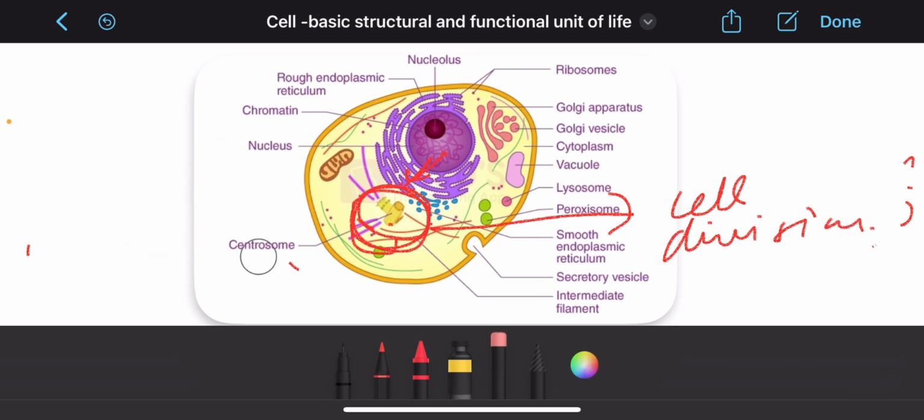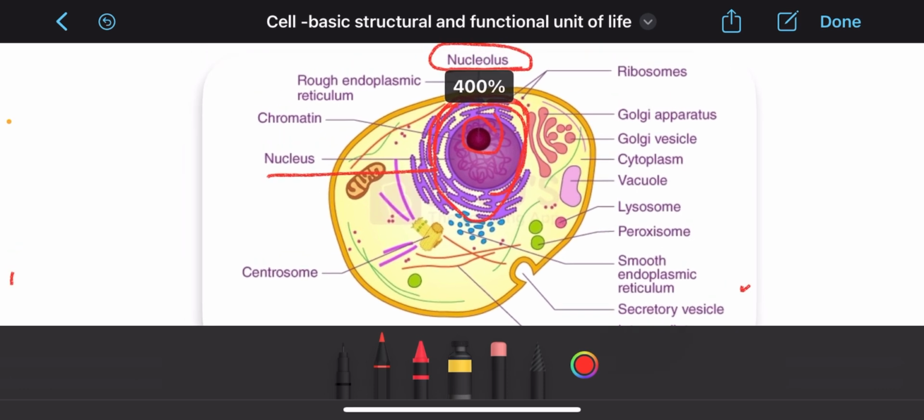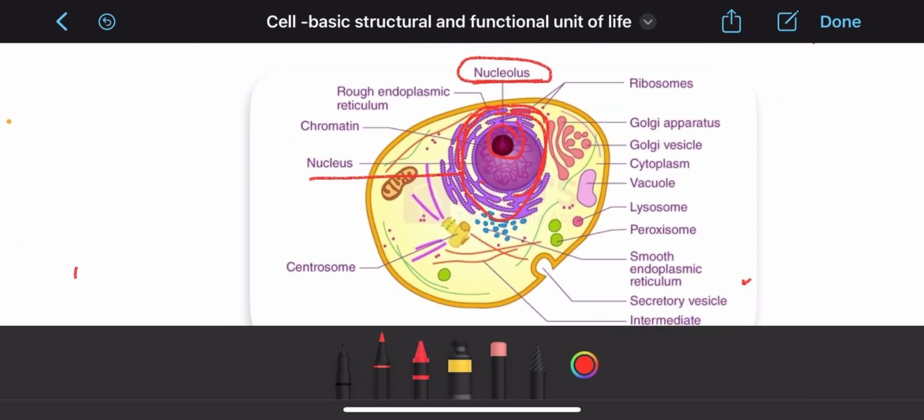Now, another cell organelle which we are going to study is the nucleus. You can see it is centrally placed, a very big nucleus is found. This nucleus has a nucleolus within it, and the outer membrane is known as the nuclear membrane.